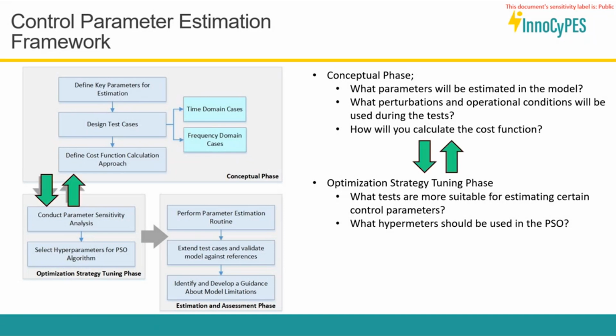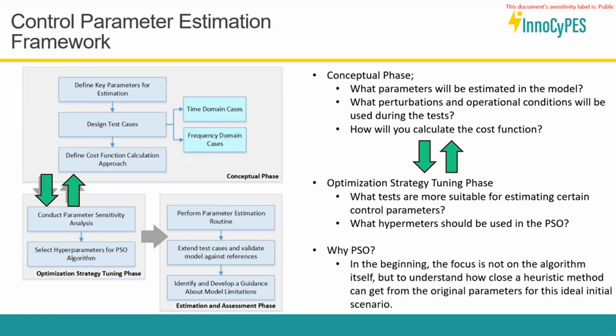So this is iterative. That's why I put these two arrows here, because sometimes you see in the sensitivity analysis that you need to change some things in the conceptual phase, and then you can go back and make some changes. And here, in the estimation and assessment phase, you perform the parameter estimation routine, and then you can extend to some test cases to validate the model against some other references, some tests that were not used during the calibration process, to see how it can be generalized.